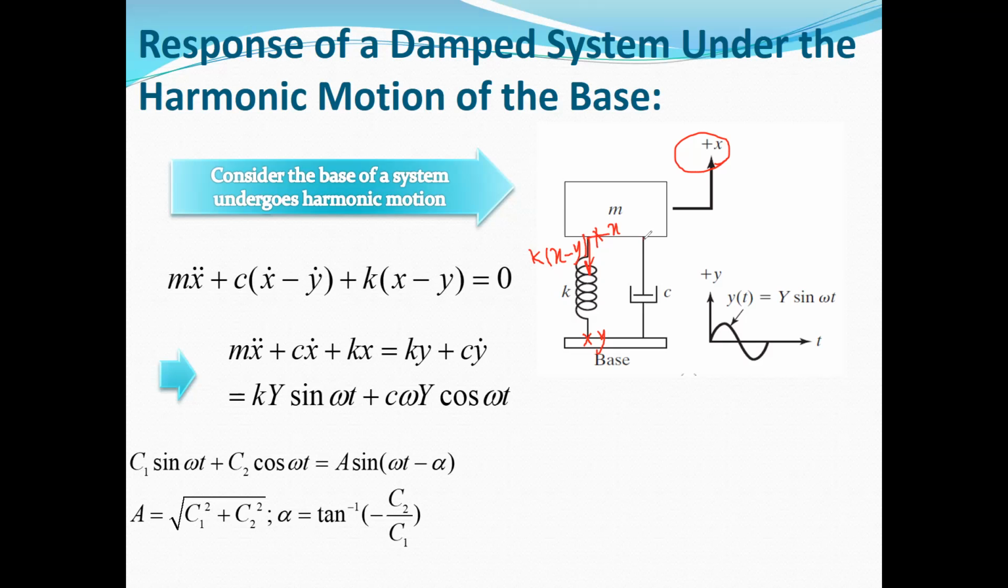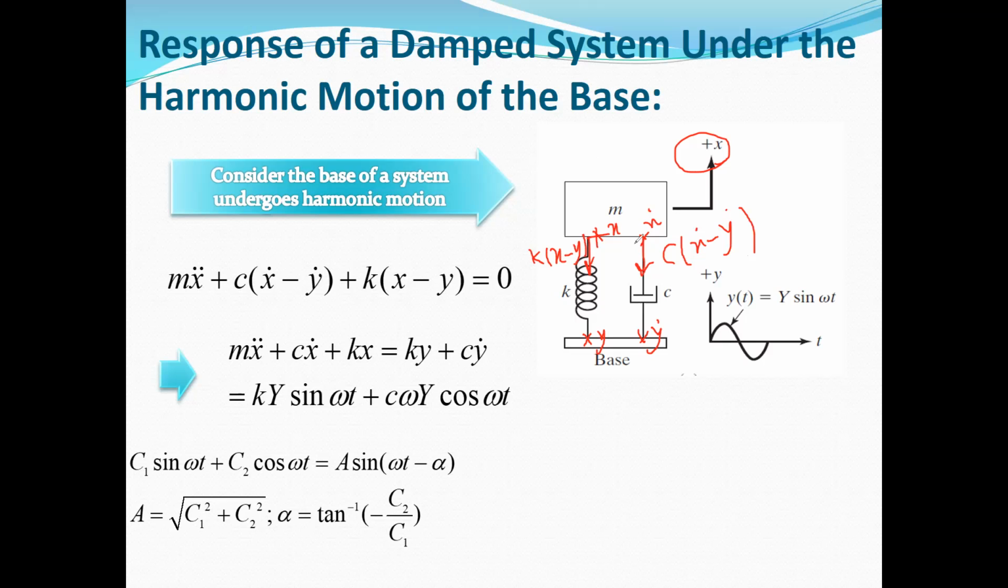For the damper, we have the same scenario. Again, it will be c times the velocity of the damper. Again, we have one velocity at this point, which is called x dot, and one velocity at the lower edge point, which is called y dot. So the force in the damper is equal to c times (x dot minus y dot).